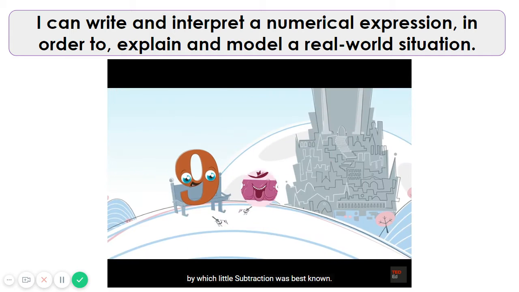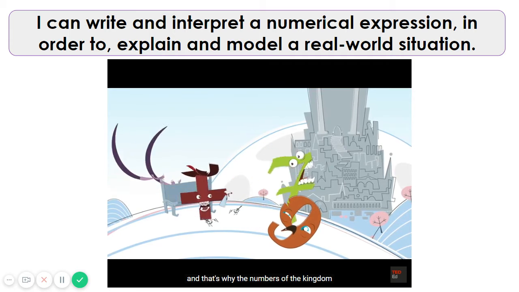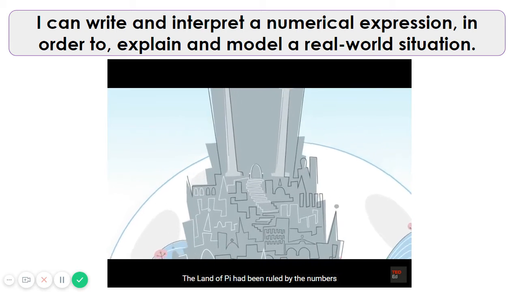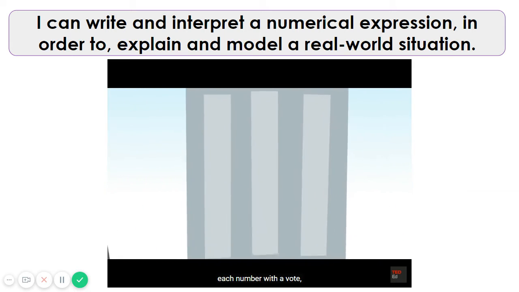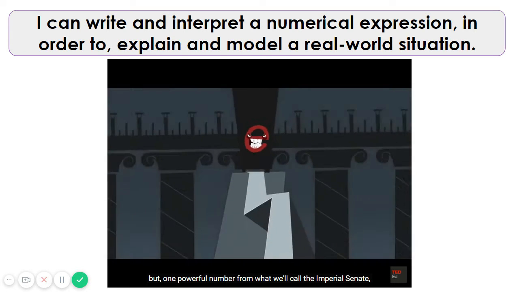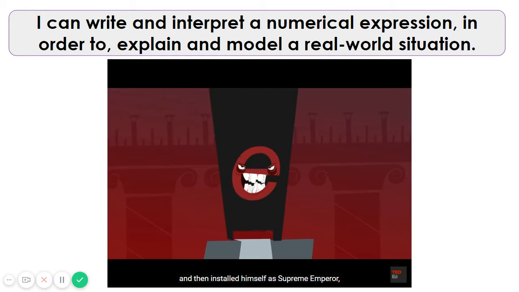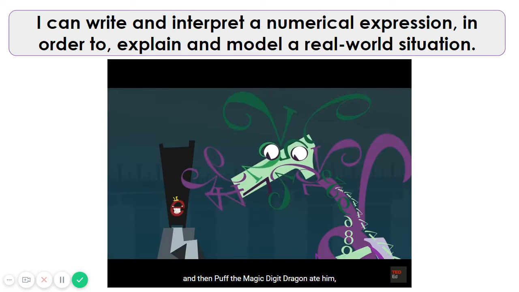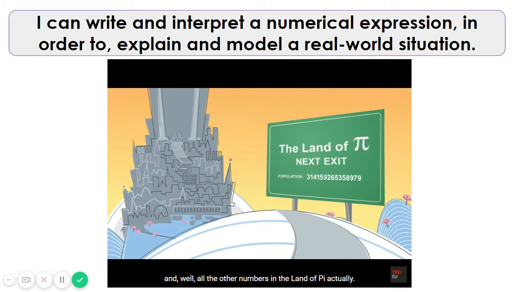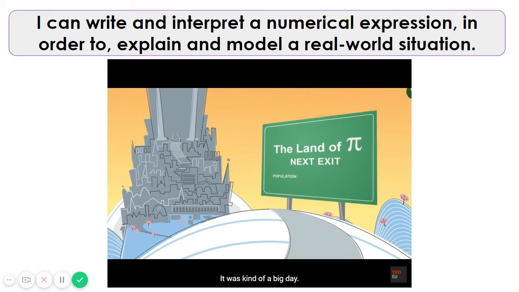The land of Pi was not necessarily the most peaceful place, and that's why the numbers of the kingdom needed the musketeers. The land of Pi had been ruled by the numbers, as an anarcho-syndicalist commune, each number with a vote, but one powerful number from what we'll call the Imperial Senate engineered a war between some robot things and the knights of the kingdom, and then installed himself as supreme emperor. And then Puff the magic digit dragon ate him. And a princess or two. And, well, all the other numbers in the land of Pi actually. It was kind of a big day.